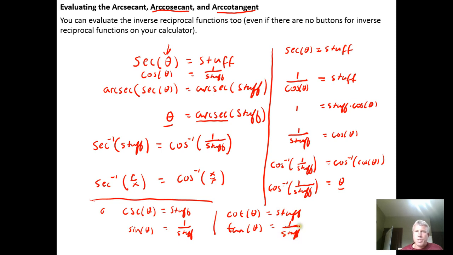And in each of these cases, the only restriction we would have is that stuff couldn't be 0. And as long as that's not the case, we can convert everything over into sine, cosine, or tangent world and deal with it using the inverse sine, inverse tangent, inverse cosine functions that we've already well established.